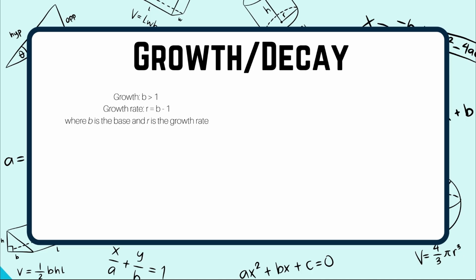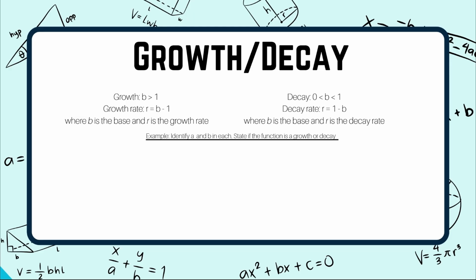Exponential functions can either have exponential growth or exponential decay. If the base of the function is greater than 1, it has exponential growth and the growth rate r is b minus 1. However, if the base of the function is between 0 and 1, it is an exponential decay function and the decay rate is 1 minus b.